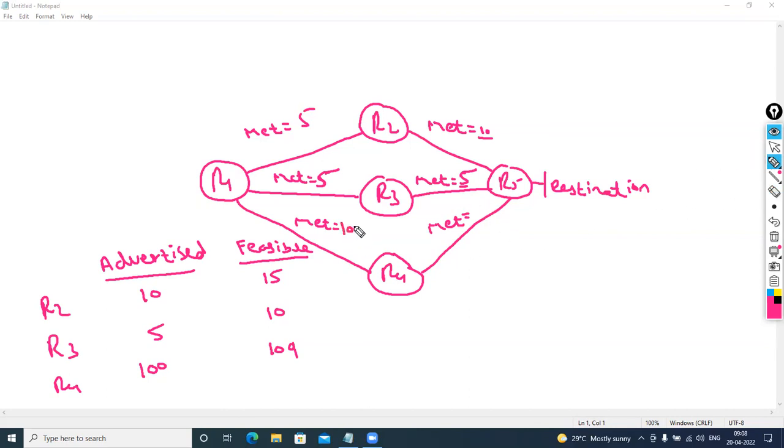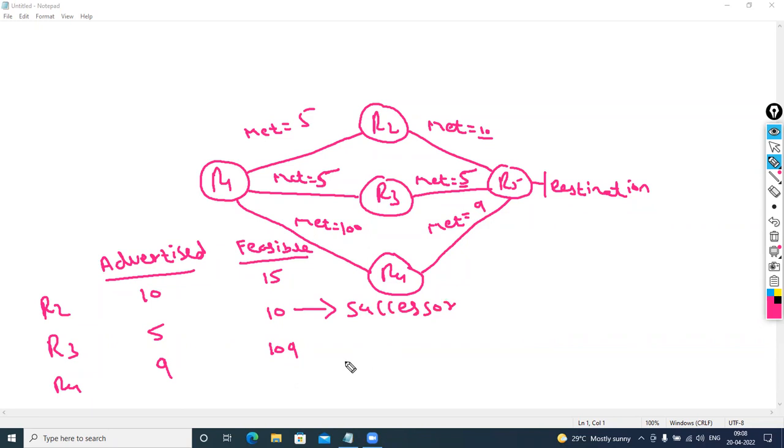This is 100. And this is 9. Now, sorry. This is 9. This will remain 11. Now tell me, who will become the successor? Least best path. So he will be the successor. Now tell me, who will become the feasible successor?